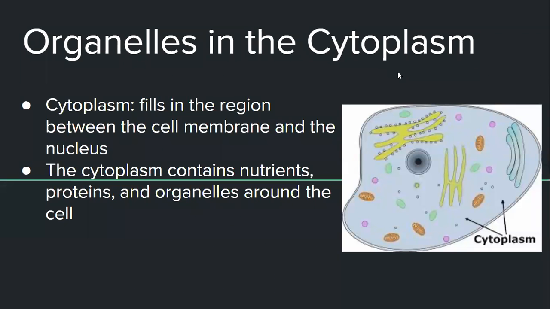Hello, good morning. So we're going to continue on talking about the cell and the parts of the cell. There are many organelles, obviously, in the cytoplasm. Most of the cell consists of a clear gel-like fluid called cytoplasm. The cytoplasm fills the region between the cell membrane and the nucleus, and is made mostly of water and some salt. The cytoplasm holds all the cell's organelles. Constantly circulating, the clear fluid of the cytoplasm carries nutrients, proteins, and organelles around the cell.